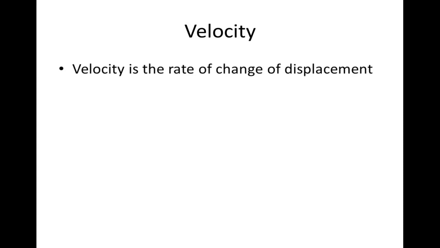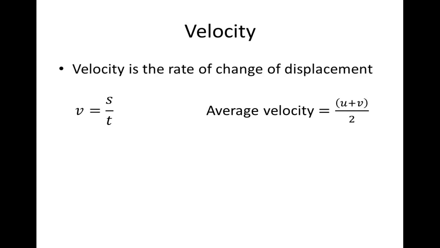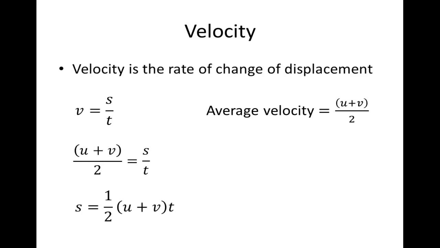Next, let's look at velocity. Velocity is the rate of change of displacement. In other words, V is equal to S over T. However, for moving bodies, velocity is not really always constant. So we usually measure average velocity, in other words, a half of U plus V. If we substitute average velocity for V in our first equation, as such, we can rewrite this to say that S is equal to a half, U plus V, times T. Our second equation of motion, equation 2.